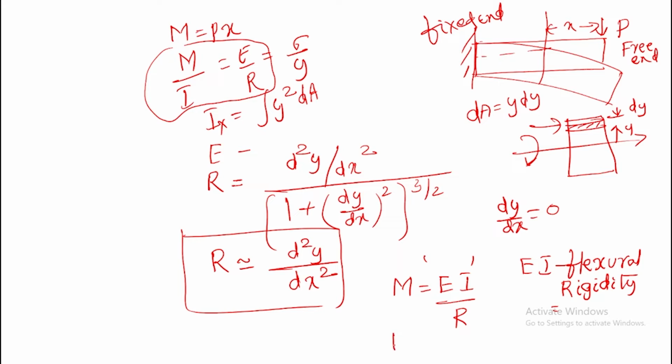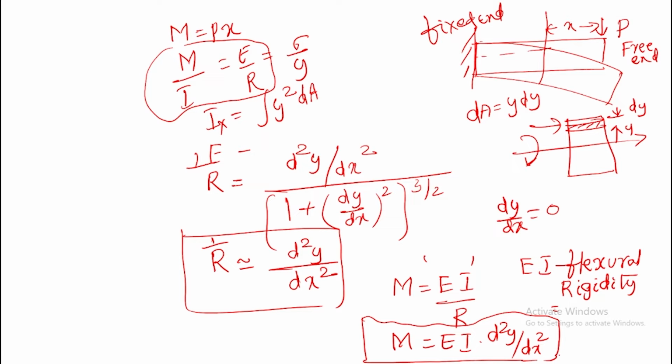Now this moment M is given by EI into 1/R, and that 1/R is given by d2y/dx². This is the flexural equation for deflection, which is given by Euler. In the double integration method, we will use this equation.